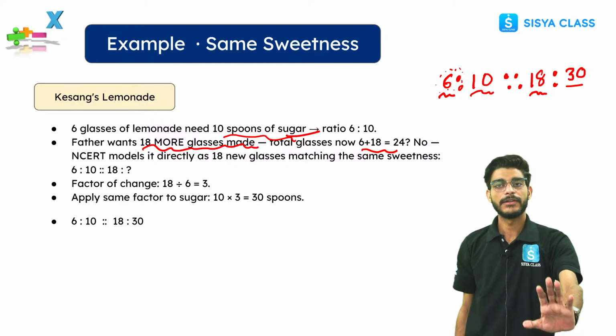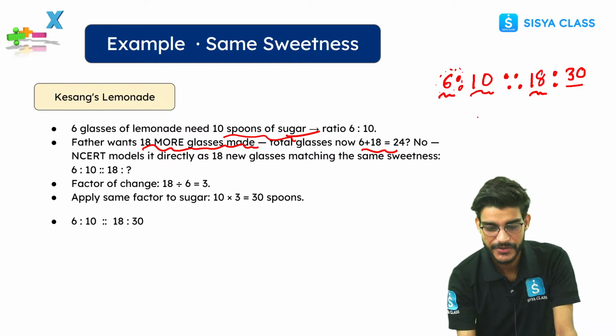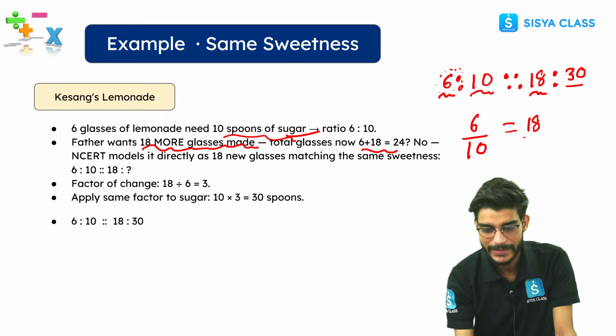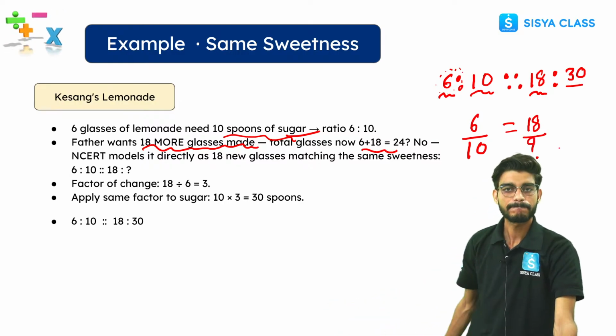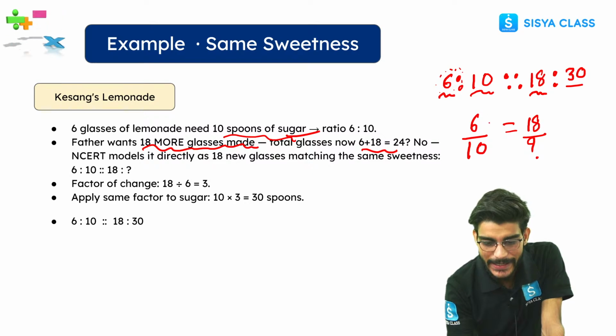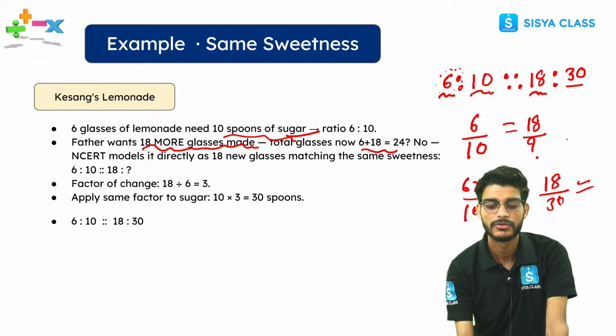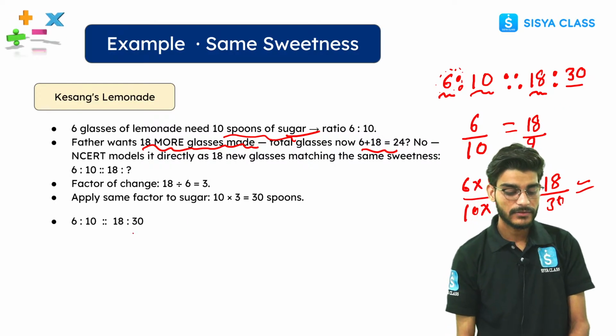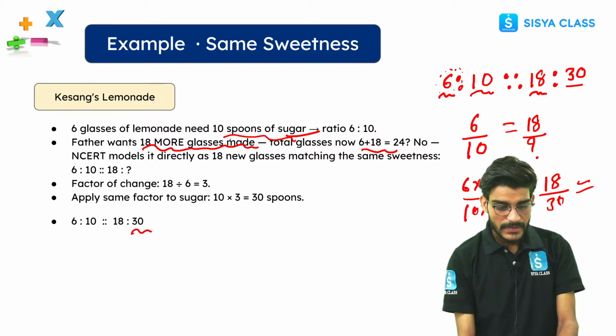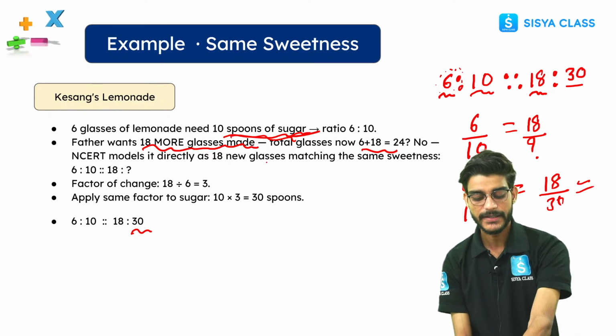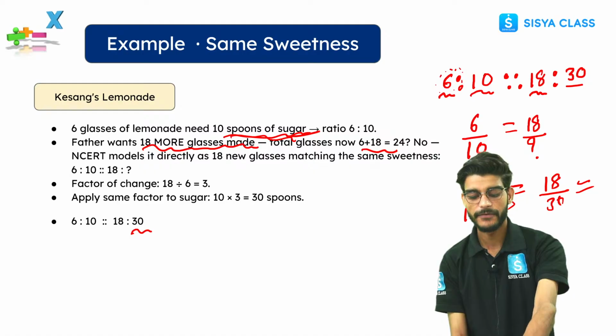For 6, it was 10, meaning 6 is to 10 ratio. So 18 is to what? This is what the question is saying. If you multiply 6 with 3, 6 into 3 is 18, and 10 into 3 is 30. So 18 is to 30 is the correct answer. The number of spoons of sugar will be 30. You have to multiply with 3. Okay, this was the factor, right?